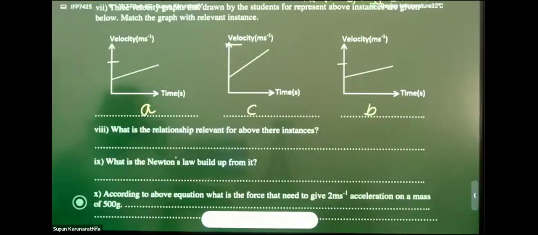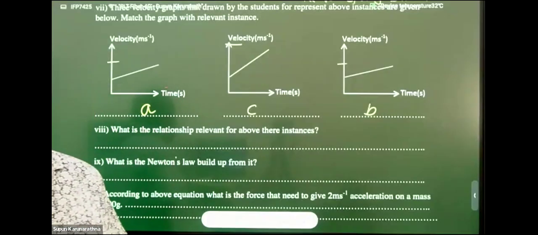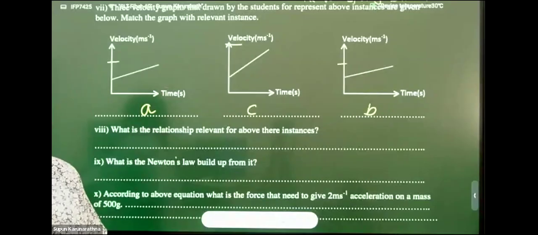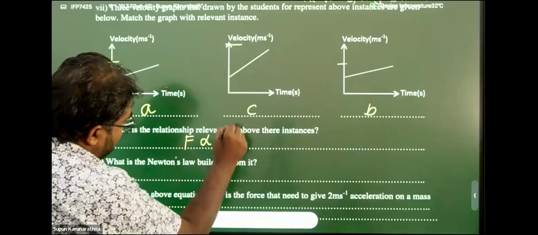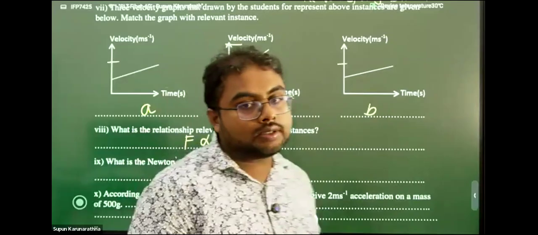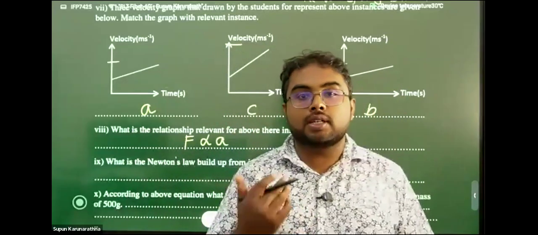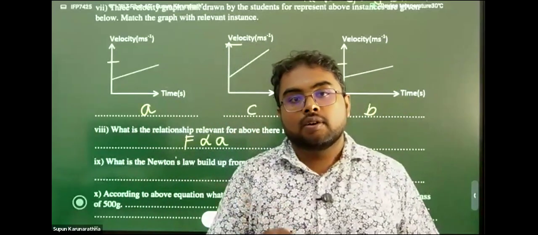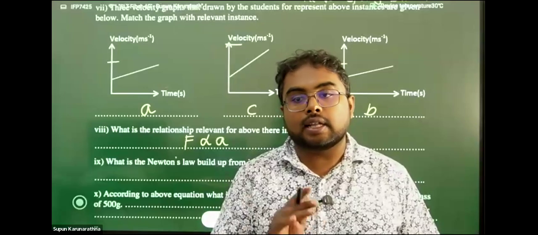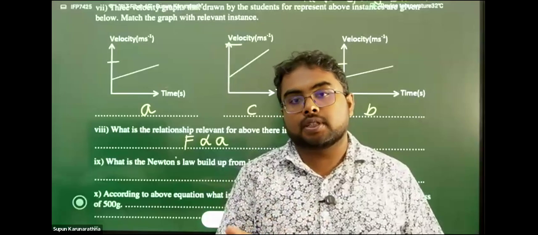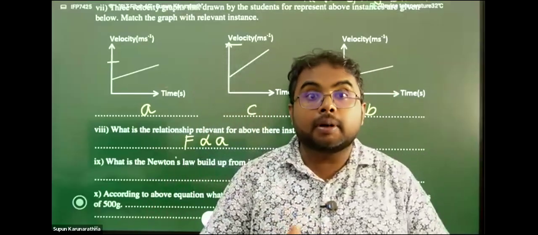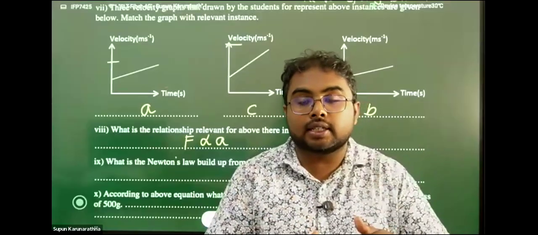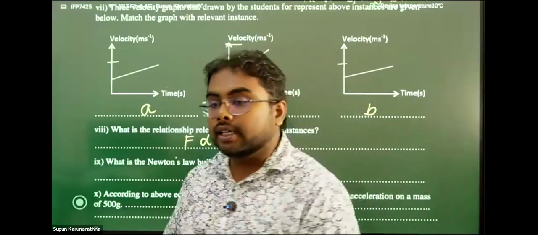What is the relationship relevant for the above three instances? Force is directly proportional to the acceleration. You can see that the only factor we change is force. So when the force is increasing, acceleration increases. When force decreases, acceleration decreases. That is what we call direct proportional. What do you mean by direct proportional? When one factor is increased, the other factor increases by the same amount, and when one factor is decreased, the other decreases by the same amount.